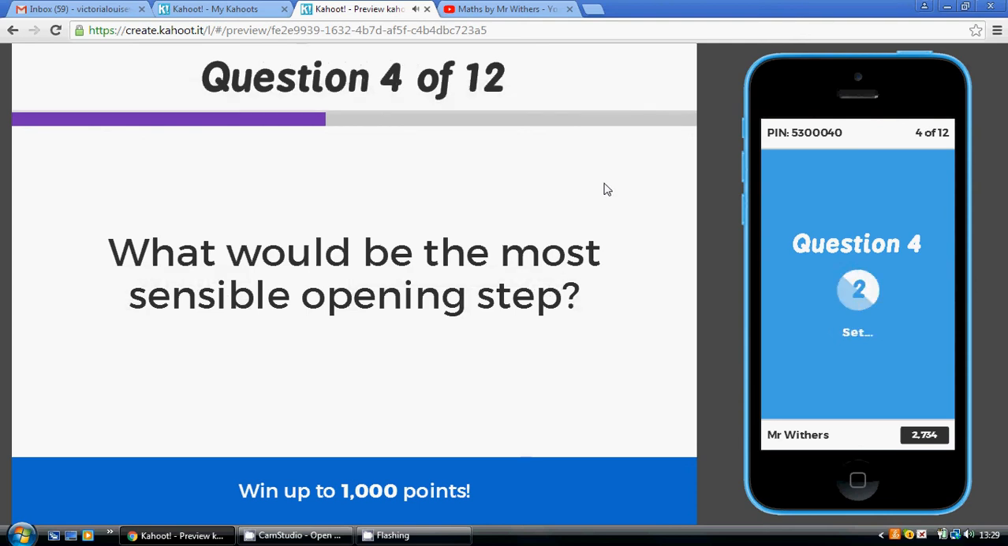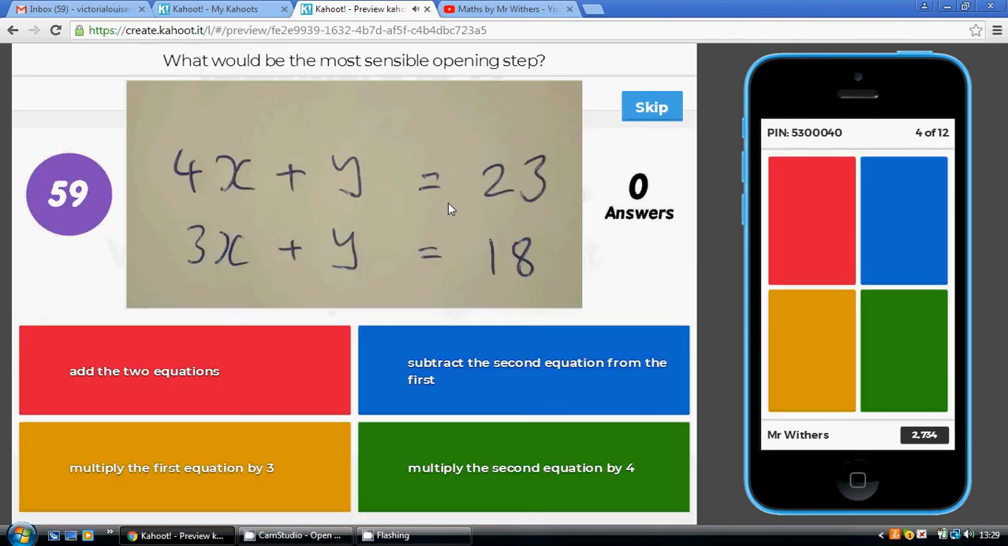So, new question. What would be the most sensible opening step? Well, we're lining up the y's again because they've got just a single value of y. Now they're both plus signs, so in order to eliminate these, we need to subtract this bottom equation from the top equation, because y take away y will give us 0. So we need to subtract the second equation from the first.